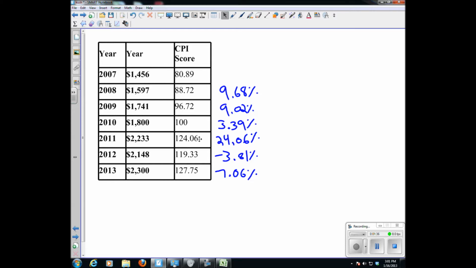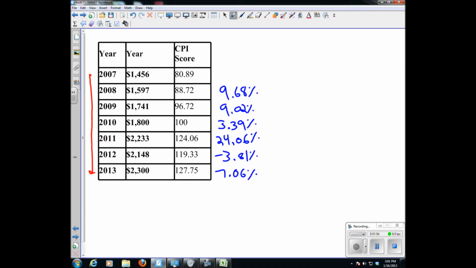Now, sometimes it's tempting for students, if we were to ask the question, how much inflation was there between the year 2007 all the way down to 2013? There's a temptation to just go ahead and add these numbers up. If you add up all of your inflation rates for the period, you would get the total amount of inflation. And that's not what we want to do.